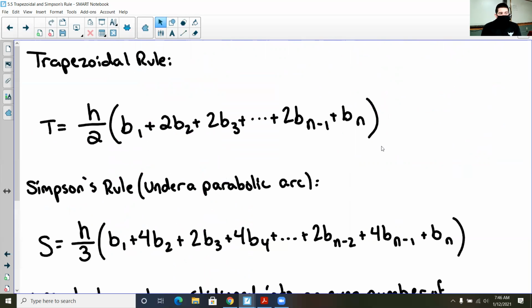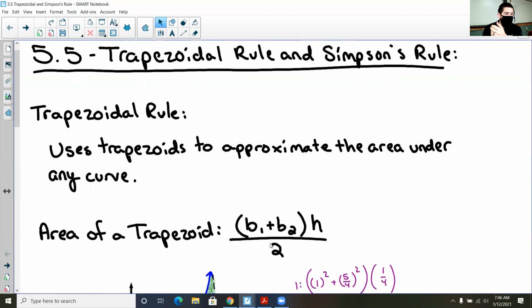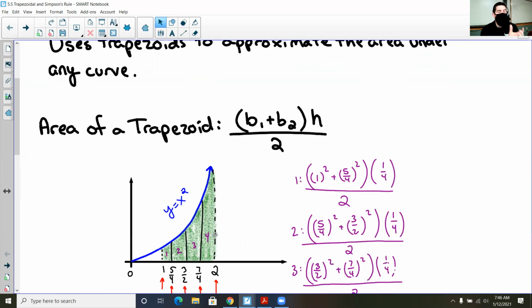So here is the trapezoidal rule. In a nice condensed package, the trapezoidal rule says that if you take the height, which is the spacing of each trapezoid, because remember the height is from the lowest point to the highest point. So if you imagine we take these trapezoids and turn them on their side, the height is the even interval.